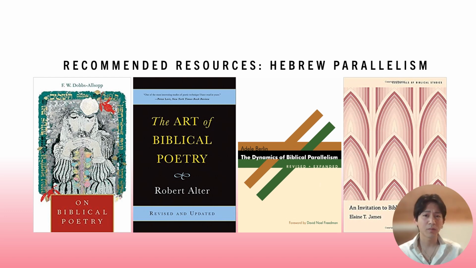If you want to know a lot more about the grammatical or structural aspect, Adele Berlin's work is excellent. More recent treatments on these will be found in Elaine James' work as well as Dobbs-Allsopp's work. Dobbs-Allsopp especially, this is a standard book. It's a little bit more robust and has rich examples, and really will talk about maybe the oral background of Hebrew poetry and how that might be reflected in the writings that we read.